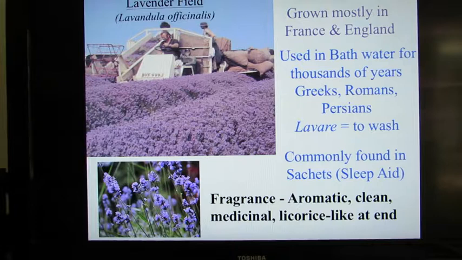And many of you probably know that it's commonly used as a sleep aid in sachets, and you can put a couple of droplets on your pillow to aid your sleep, but you do have to be careful. Remember, dosage in terms of these essential oils is very critical when you're using them for medicinal purposes. And so that's an important consideration.